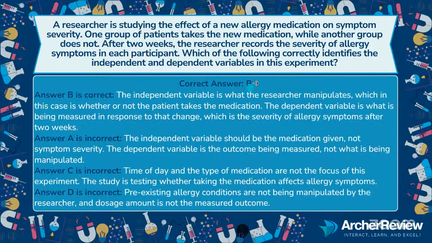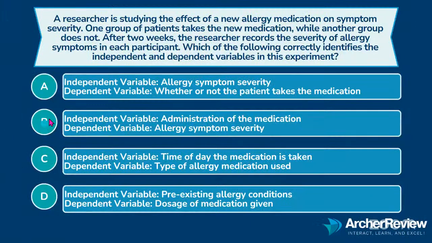Our correct answer is B. So let's take a look. Independent variable, the medication, right? The administration of giving the groups their medication. Dependent variable, how their allergy symptoms are in response to that medication. Okay. So A, what's wrong with that?